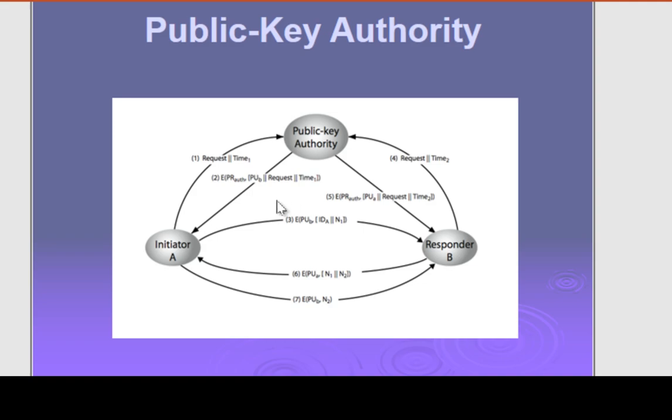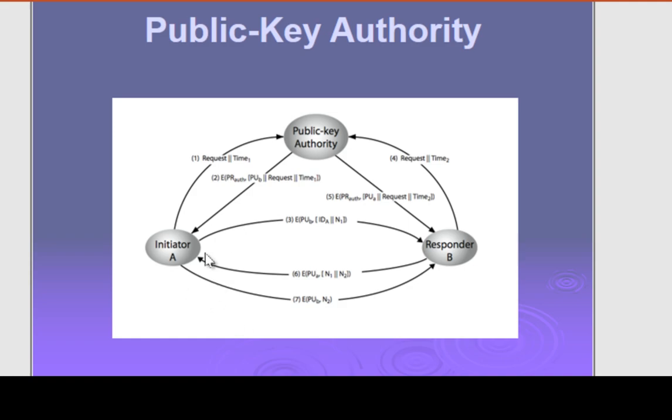The reason why is that A needs assurance that no alteration has happened in the network. By looking at the same request in the reply, he has assurance that it is a message for his request only. So that's the reason why the authority appends even the request and time. So now A gets the public key of B.